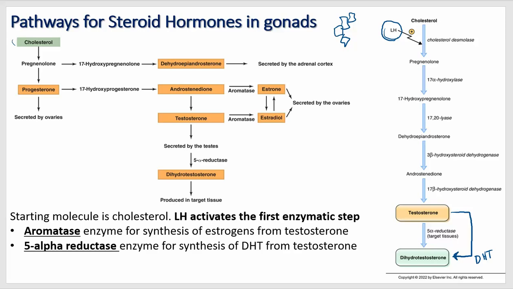So there's an enzyme, and you have to know this enzyme. It's called 5-alpha reductase, and that's what converts testosterone to dihydrotestosterone, DHT. So it reduces something at the 5-alpha area. So remember this one. Okay, so that's in male.